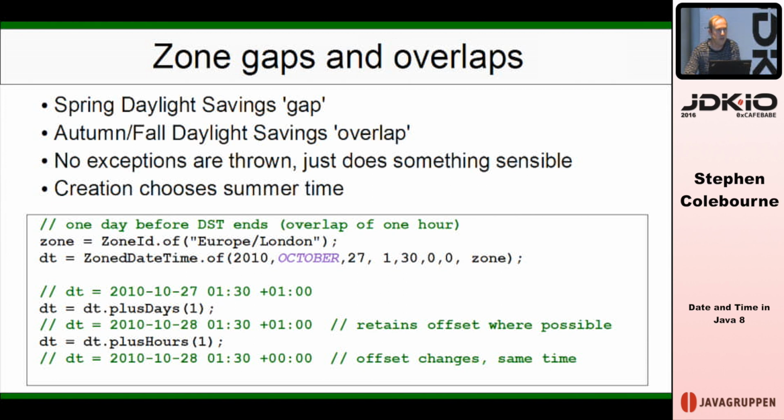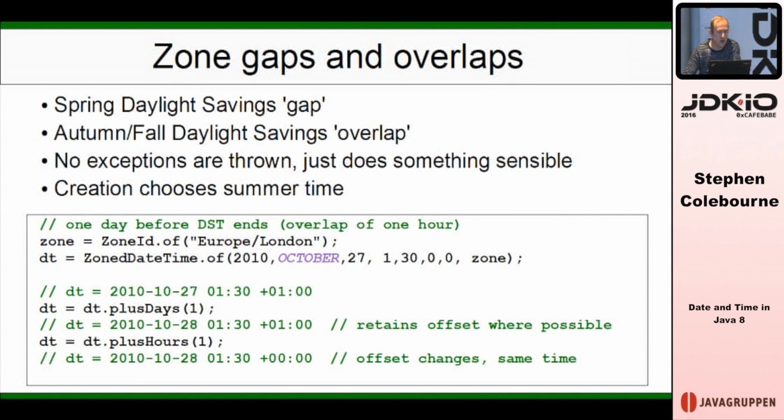So if you try and create something in the middle of the gap, it will just create something after the gap. And if you try and create something in the middle of that overlap, where there's two things meaning the same, it'll choose the earlier one. So in practice, it always chooses summertime. Yeah. If you really care about this kind of stuff, there are ways of dealing with it.